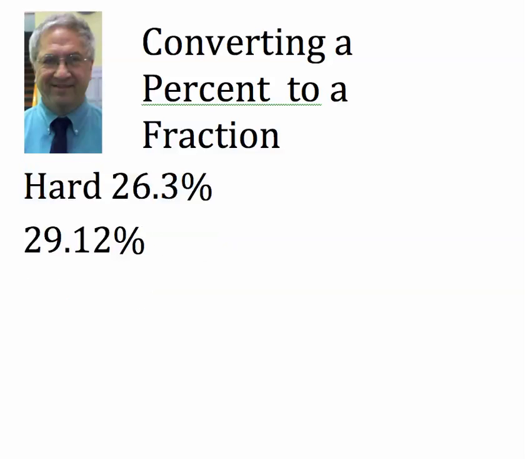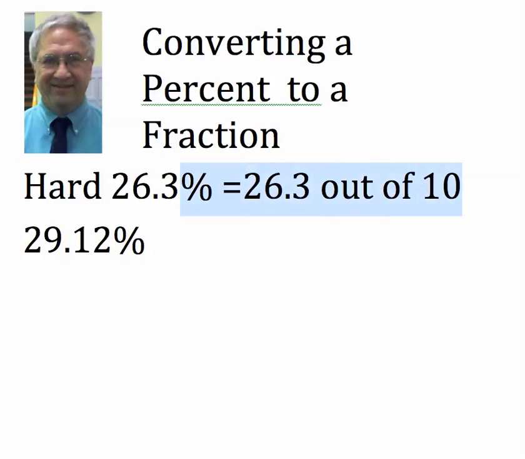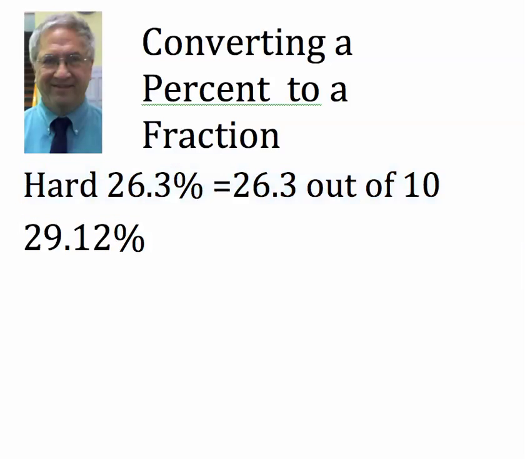And what makes a problem hard is that it's harder to turn into a fraction. So let's take the example of 26.3%. 26.3% becomes 26.3 out of 100. Because we know that percent means out of 100. So you want to write 26.3 out of 100, but out of actually means over, of course. So you have a fraction line, with a numerator of 26.3 and a denominator of 100.